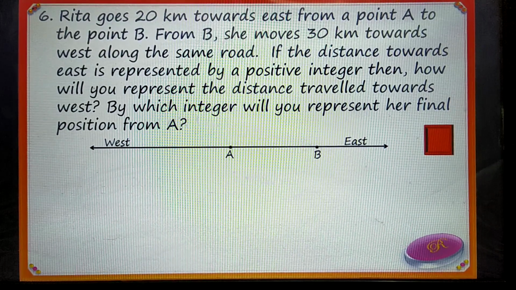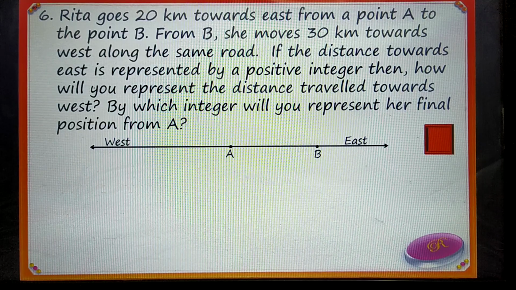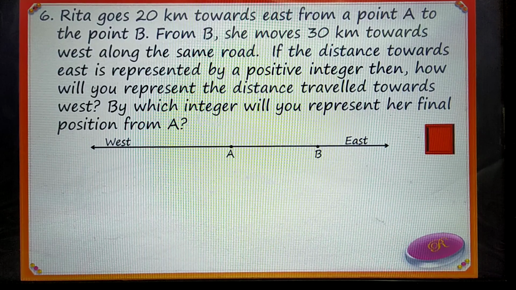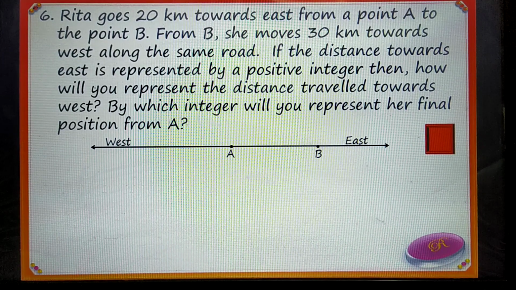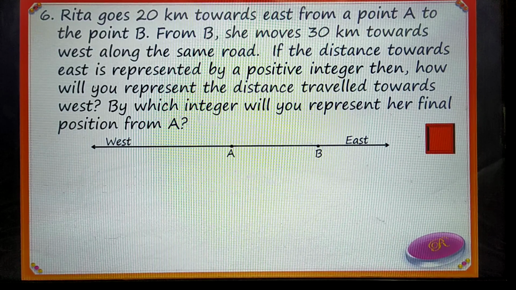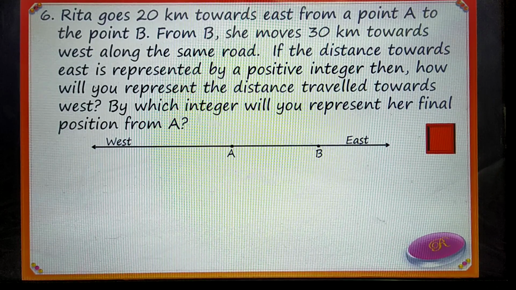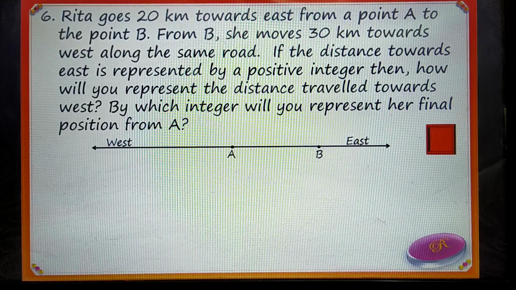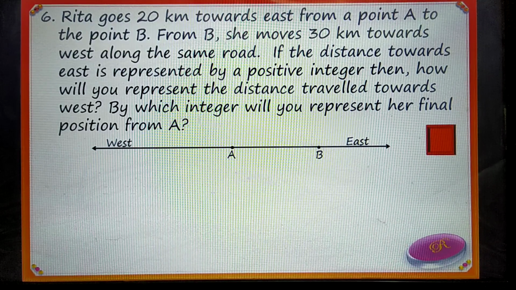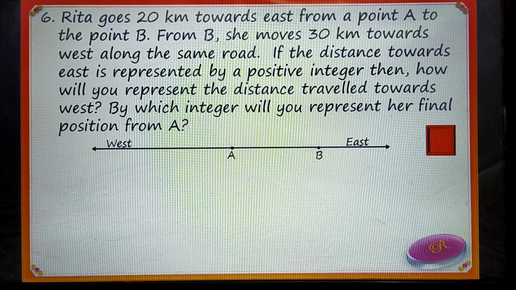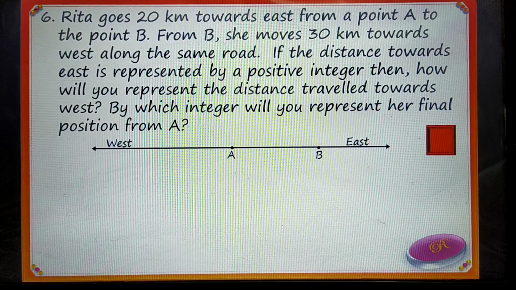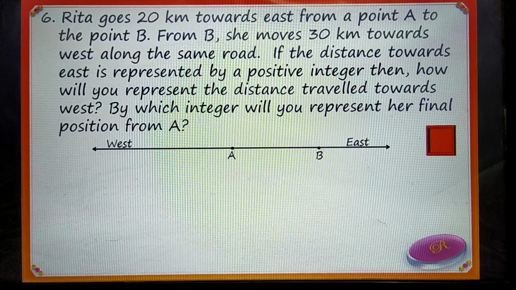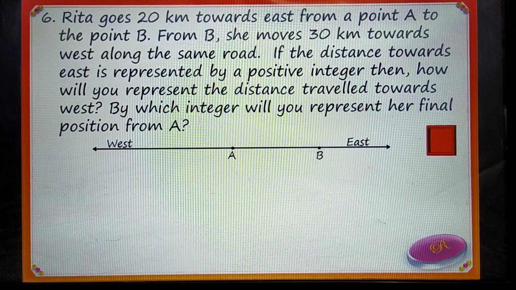Question number 6. Rita goes 20 kilometers towards east from a point A to the point B. From B, she moves 30 kilometers towards west along the same road. If the distance towards east is represented by a positive integer, then how will you represent the distance travelled towards west? By which integer will you represent her final position from A? Solution.